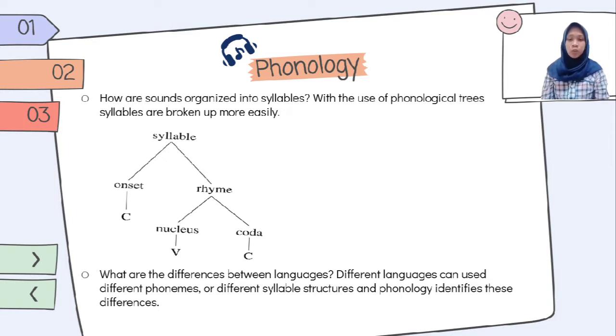Number 5. What are the differences between languages? For example, different languages can use different phonemes or different syllable structures. What sounds can go together to make sequences or words? And phonology identifies these differences.